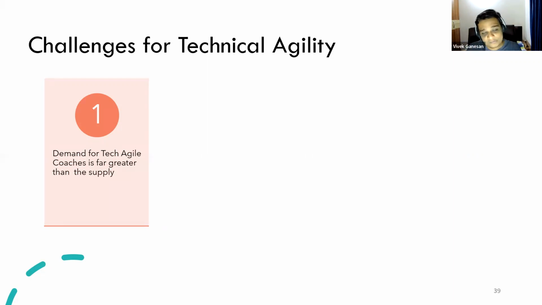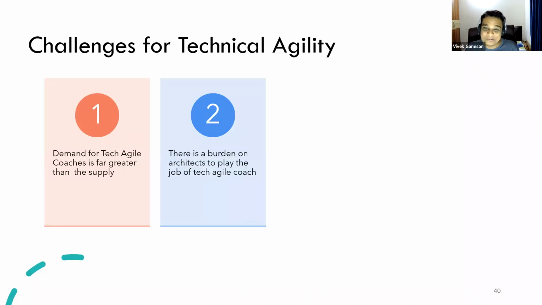So what happens because of this challenge number one? An interesting thing happens. Challenge number two is that you put the burden on your architects to play the job of a technical agile coach, right? So you say, okay, the agile coach has done his job and they say that your team is agile. Now for technical agility, you take care of the team to start their TDD, BDD, and all these things. Now the problem with that approach is that the architect already has a lot of outcomes to deliver on. Right now, changing the team becomes just another outcome.